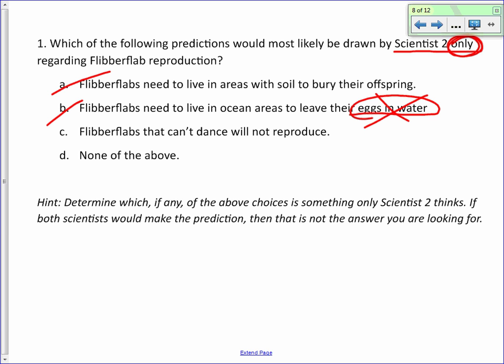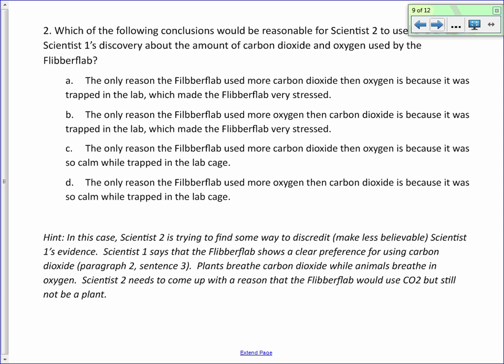All right. Now, what about 3? Do we like 3 or not like 3? Why? Scientist 2 is the one that said about mating. Before they mate, they have to dance. Excellent. So scientist 2 said that before they mate, they have to dance. So if you can't dance, you will not reproduce. That is something that scientist 2 would think is true. Good. Nice. Moving on to 2.